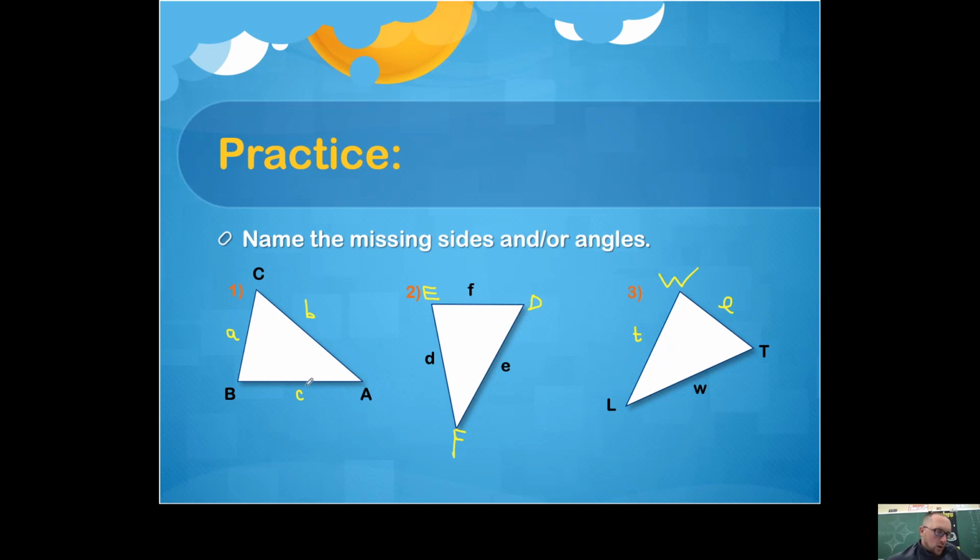We're doing this that way we're all on the same page with what lowercase b refers to. It's a side length that's across from that angle. It's the same letter, just a capitalized version of it.